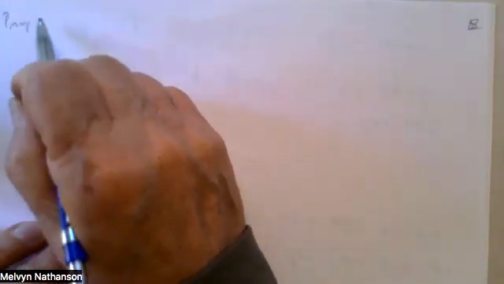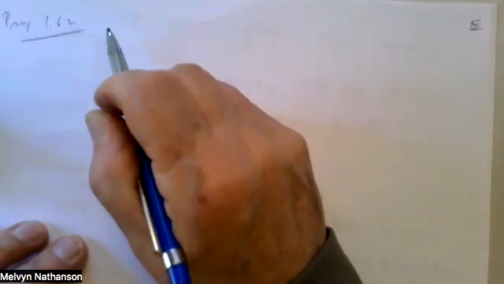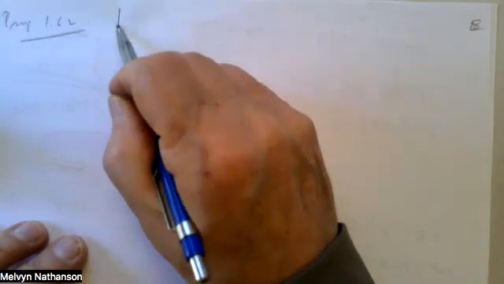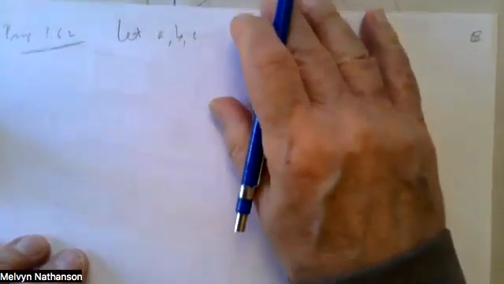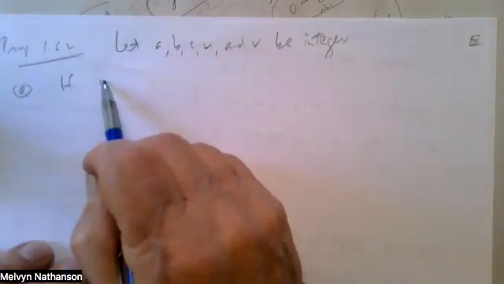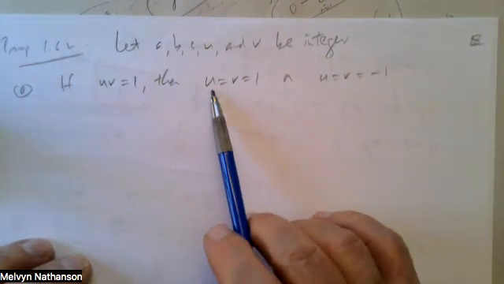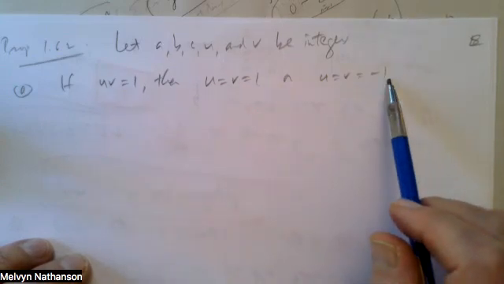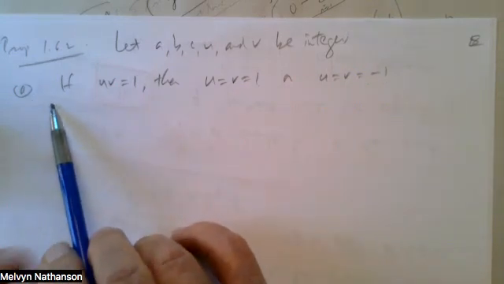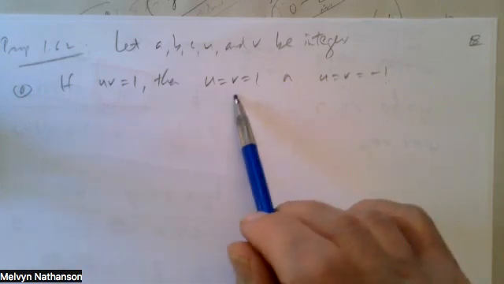All right. So proposition 1.6.2 in the text is properties of divisibility. Suppose we let A, B, C, U, and V be integers. So the first property says that if U times V is 1, then either U and V are both 1, or U and V are both minus 1. I mean, the converse is certainly true. If U and V equal 1, the product is 1. And if U and V are both minus 1, the product is plus 1. So the proposition says the converse is true. If the product of two integers is 1, that can only happen in one of these two cases.